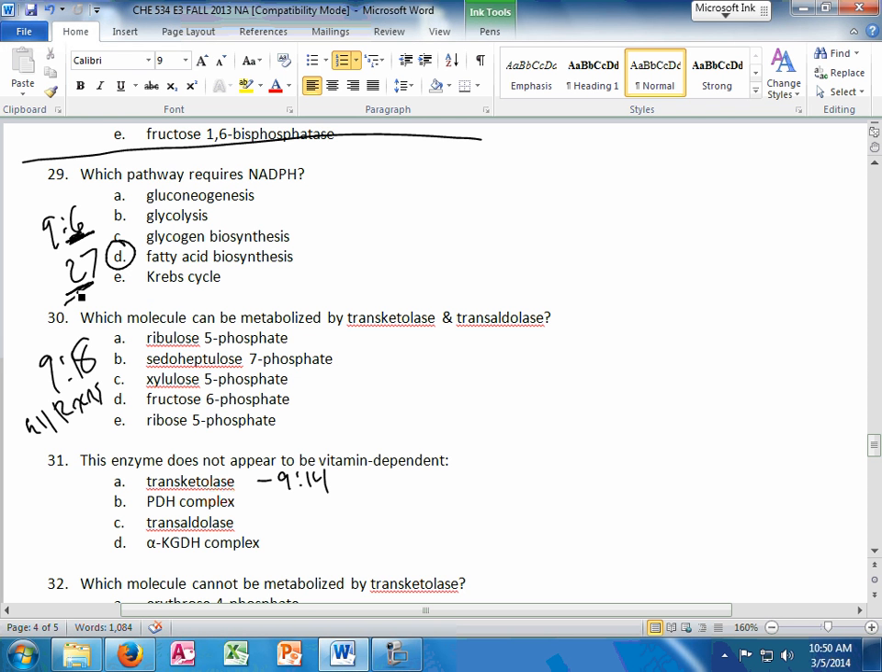Which molecule can be metabolized by TK and TA? Slide 18 has all of the reactions. It's not the only place you can find them. There are the individual reactions, but that's just the easiest way to make sure you know what all the reactions are, because there's a couple questions like this. So you really need to be able to write out the pathways from scratch. Once you do that, you would know that fructose 6-phosphate is the answer. Remember, these are reversible reactions. Anything in the non-oxidative phase of the PPP is going to be reversible.